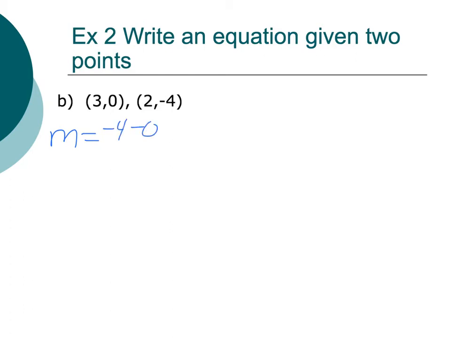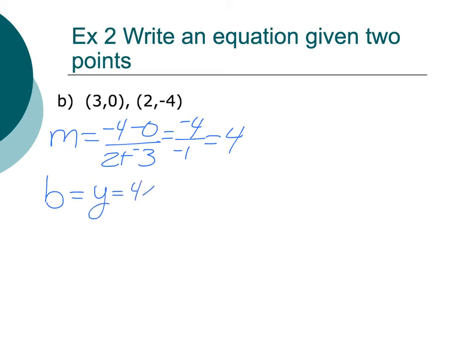Negative 4 minus 0 over 2 minus 3, plus the opposite. That gives me negative 4 over negative 1, which reduces down to positive 4. For b, plug in what you can. y equals 4x plus b. Pick one of the two ordered pairs. I always choose one that has 0 if there's a 0 in it.